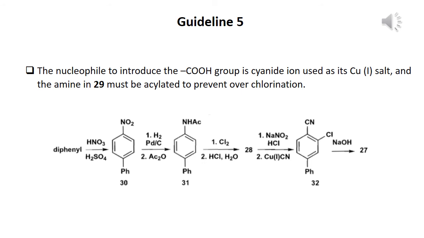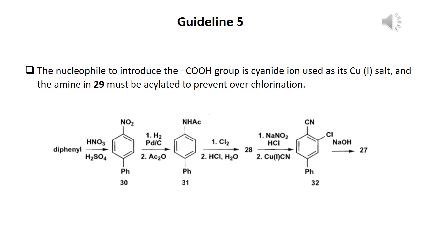Cyanide ion is used as its cuprous salt, and the amine in 29 must be acylated to prevent overchlorination. Now we are going to do the synthesis. From diphenyl we did the nitration, and we got nitrodiphenyl. After the nitration we do the reduction using hydrogen over palladium charcoal in the presence of acetic anhydride.